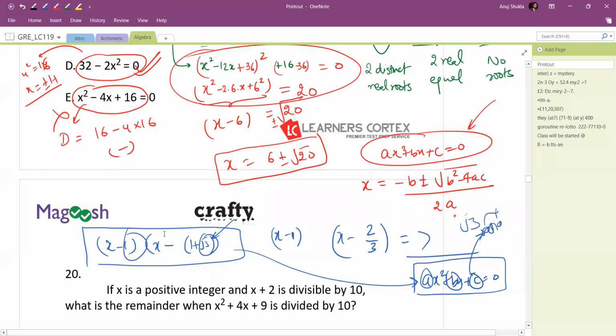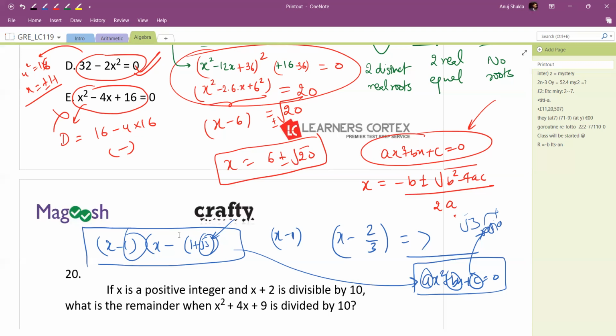Clear? Yes, sir. Understood. So in conclusion, what I can say is that one integral and one fractional value is possible. Or in broader terms, I can say rational: both integral and fractional values are rational numbers. So rational numbers are the solutions. They can be the roots.